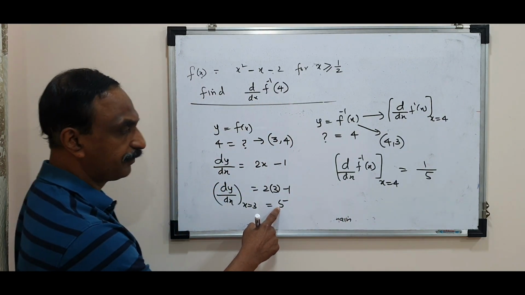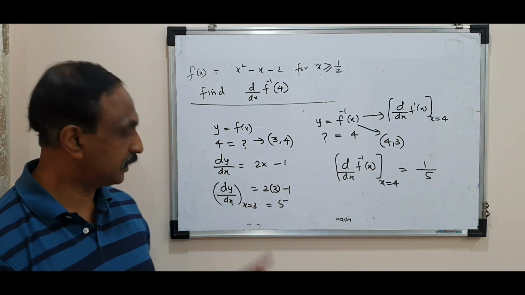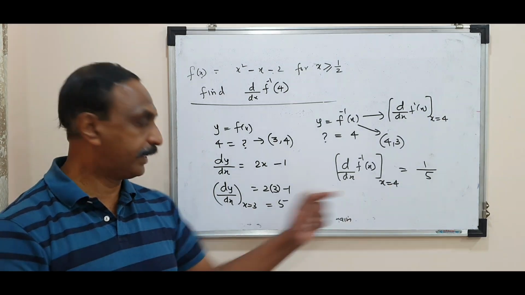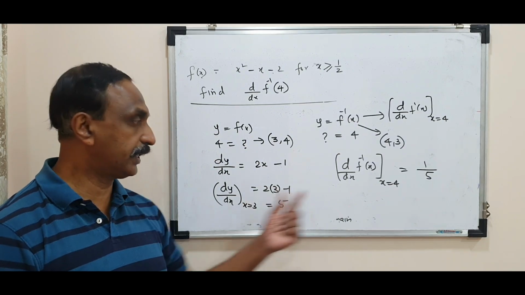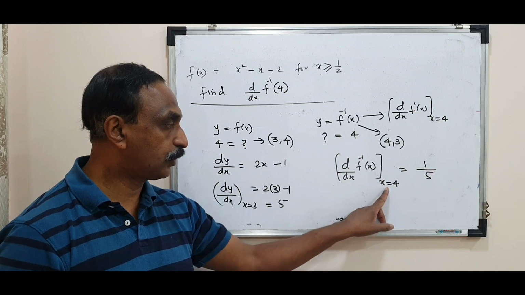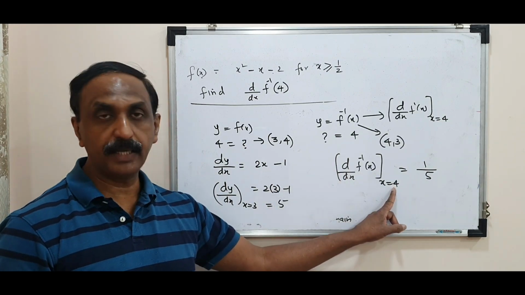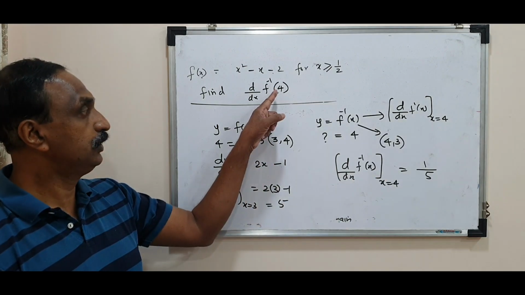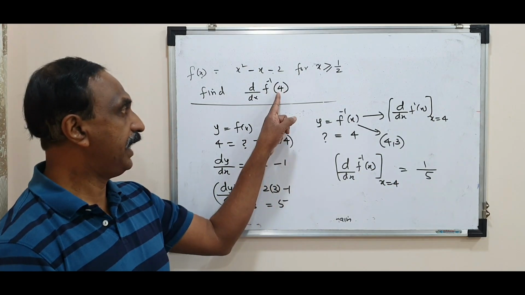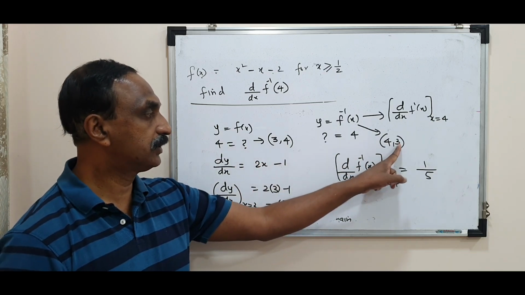The derivative here is 5. So the derivative here will be 1 by 5. They will be reciprocal of each other. The x coordinate here, 3, will become the y coordinate in the inverse function. The y coordinate corresponding to x equal to 3 is why this becomes x equal to 4. Although the derivative has to be just inverted, the coordinates here will get reversed. The y coordinate here will become the x coordinate over here. So what is given to you? In the inverse function, when x becomes 4, what is the derivative? When x becomes 4 in the inverse function, y will become 3 there.